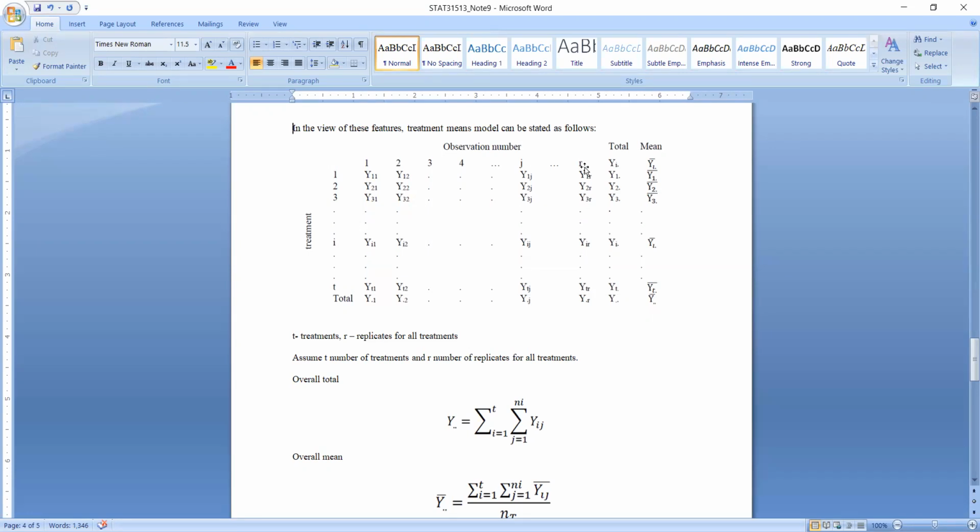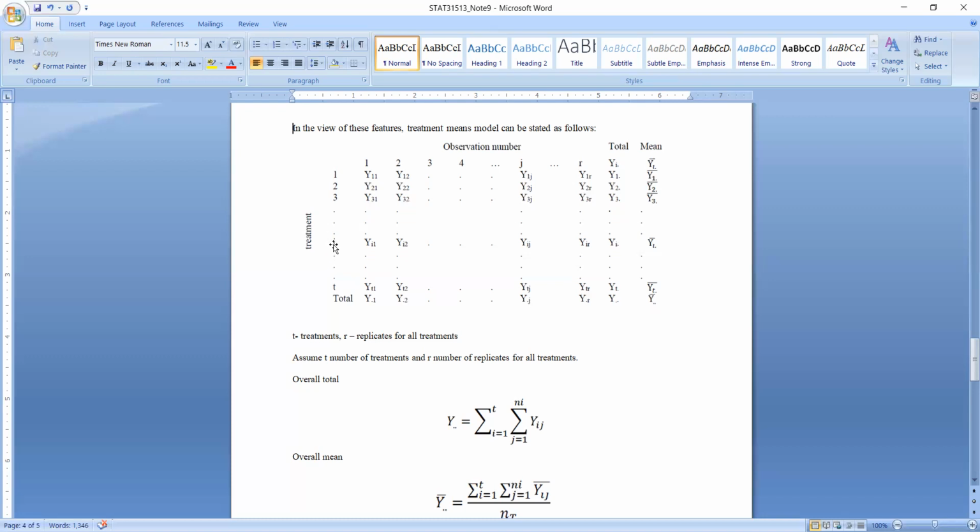So here, let's assume that we are going to assign the same number of observations to all the treatments. So when you take treatment 1, here you have assigned 1, 2, 3, 4 up to R number of observations, experimental units. So if you take the observed value of this first one, that is coming from the first treatment and first observation, you can denote it as Y11.